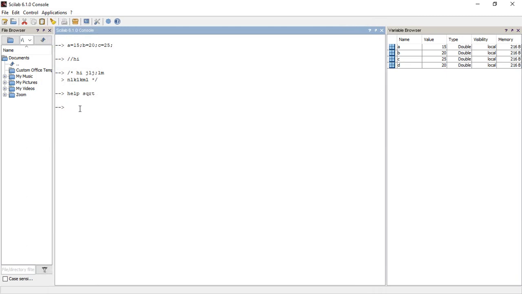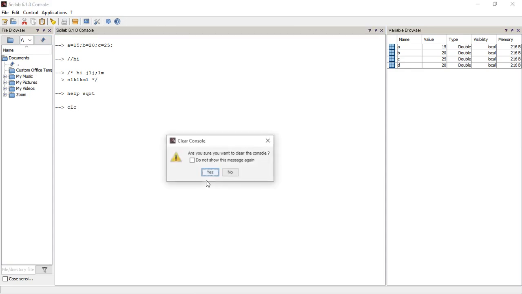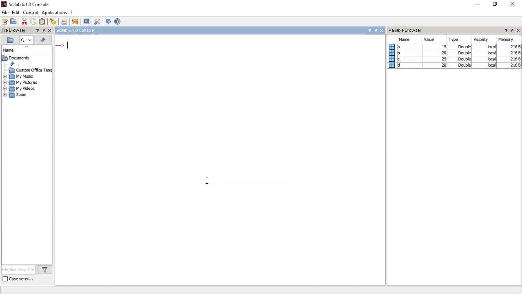In the same way, in order to clear the console, to clear the data which is available in the console, we are going to use the command clc. In order to clear the variable browser, use clear, then click enter. Then the variables which are stored in our memory are cleared entirely.